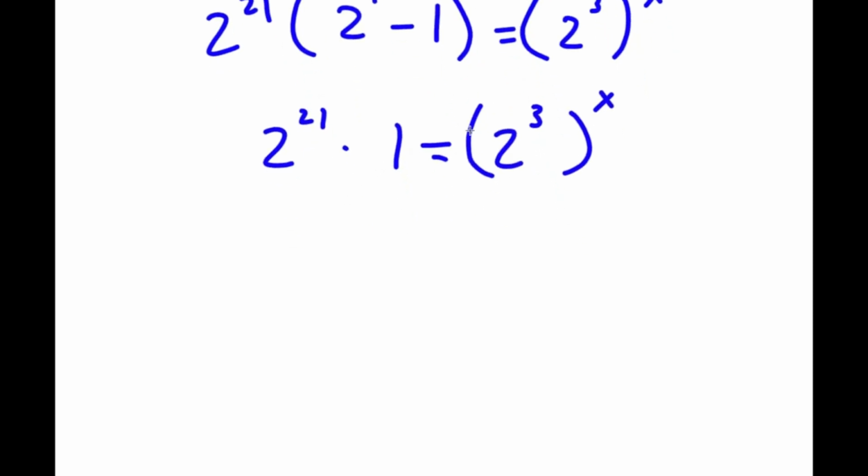Now anything times 1, it's simply itself, so 2 to the power of 21 times 1 is simply 2 to the power of 21. So I have 2 to the power of 21 times 2, is equal to 2 to the power of 3 to the power of x.